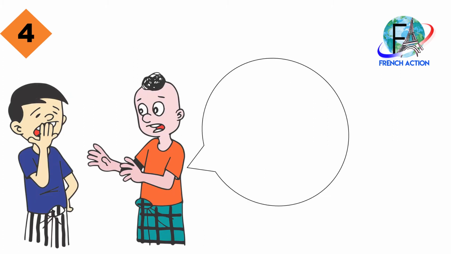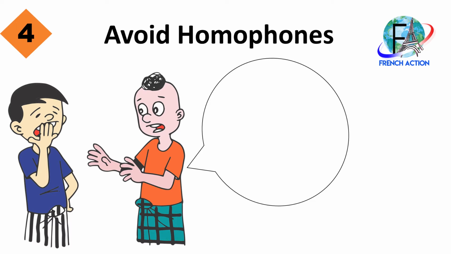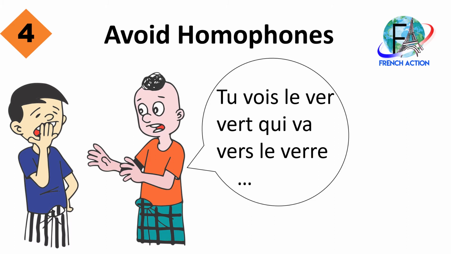My tip number 4 is avoid homophones. Homophones are words which sound the same but have a different meaning. Here's an example. Tu vois le vert vert qui va vers le vert, etc., etc. As you can see here, if you were to write something with that kind of repetition, it would be really annoying. Don't you think so?